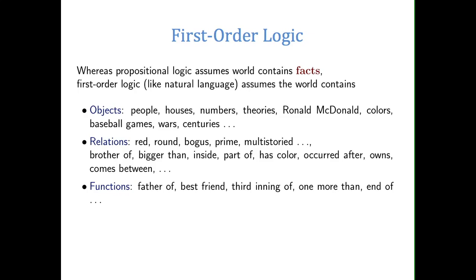Now, we were able to sort of fake relations syntactically in propositional logic, but in fact, what was a relation really was just a fact repeated multiple times with different values. It was just different facts that happened to have similar representations. And first-order logic has functions, things like father of, best friend of, third inning of, and so forth. Having objects, relations, and functions allows us to express concepts that are much richer than those in propositional logic.